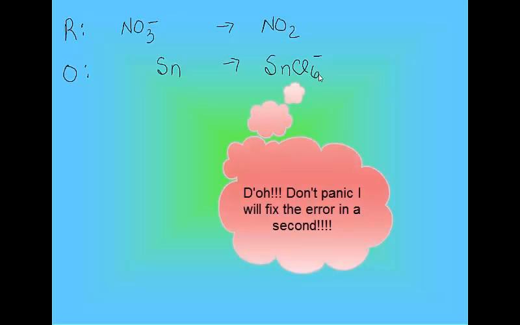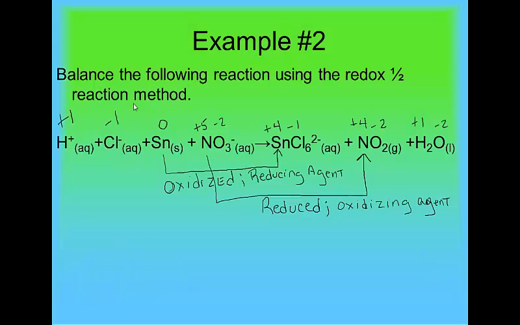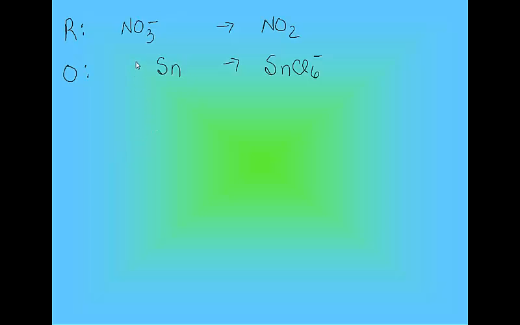Now you will notice that I suddenly am stuck with some chlorides here which aren't here. Don't panic. Go back to your reaction. You will notice I have chlorides in the original reaction, chloride ions. I'm just going to drag them down. I can use what I need. I'm going to drag them down to my oxidized and put them in as a reactant because that's where they are anyway.